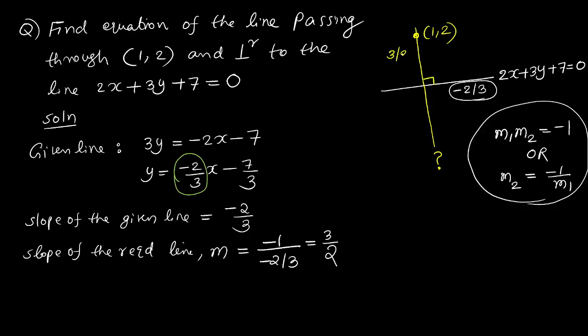Diagram is not required. Just for better clarity, I am drawing the diagram. You may draw the diagram, no problem. You will not have any confusion. The slope of the required line is 3 by 2. I want the equation of the yellow colored line. Let me say it like that. I want to find the equation of the yellow colored line.